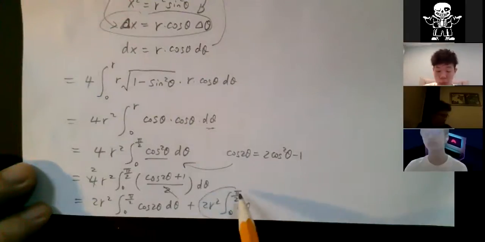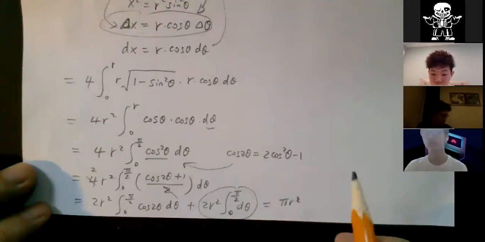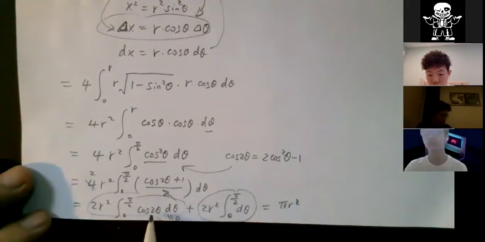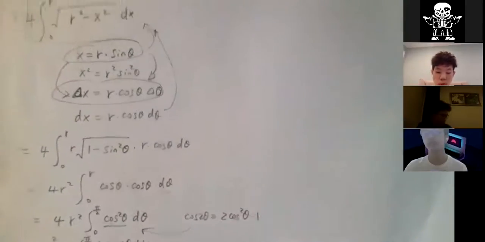So this one you can see equals pi r squared. Okay, this other one you can prove equals 0, because the derivative of sine theta is cosine theta, and then you can calculate it is 0. So that basically leads to the proof that the area is pi r squared. Okay.